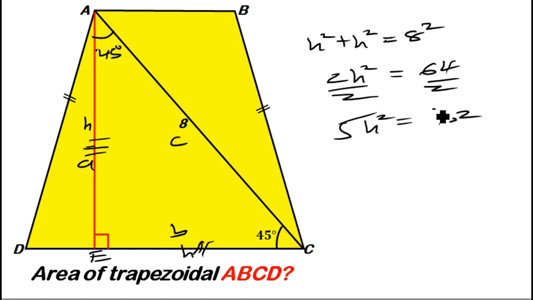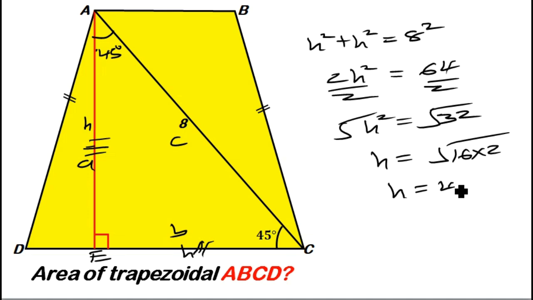So for you to get h, you'll get the square root of 32. So you get h is the square root of 16 times 2, meaning root 16 is 4, then times root 2. So it means this height is 4 root 2. So from E to C is also 4 root 2.